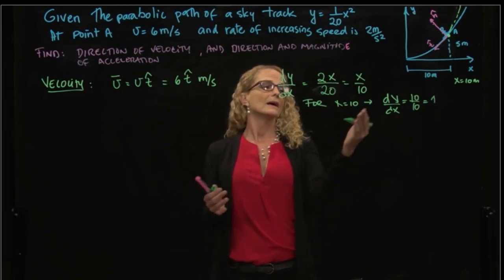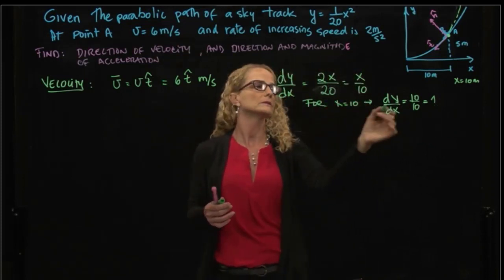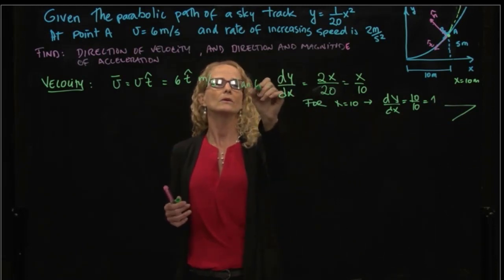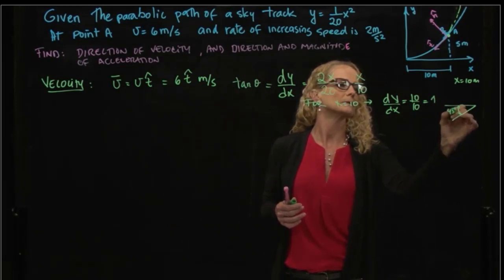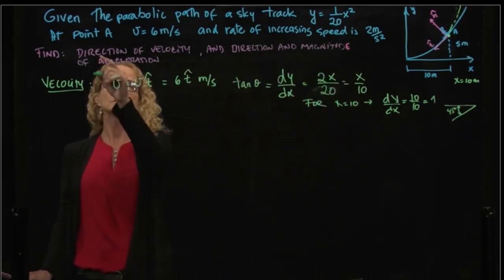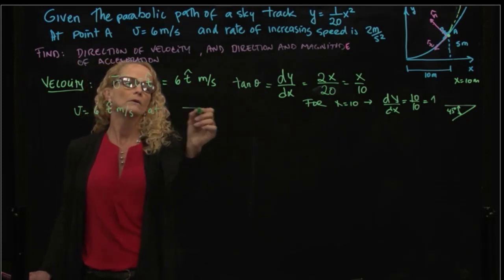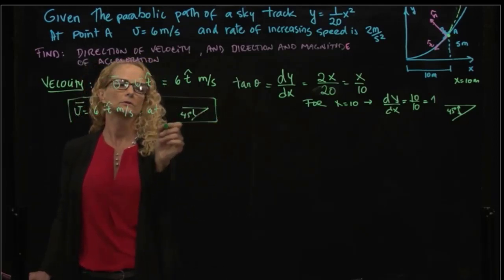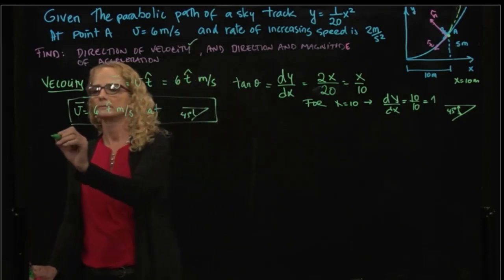Which angle gives us a tangent that is 1? We know that angle is 45 degrees. So that's the tangent of the angle, and to get the tangent of the angle to be 1, it is 45 degrees. So the answer to the direction of the velocity is that we have a velocity of 6 meters per second in the tangent direction at 45 degrees, and we can write that as a vector. So that's the answer to the first question. Let's work now with the acceleration.